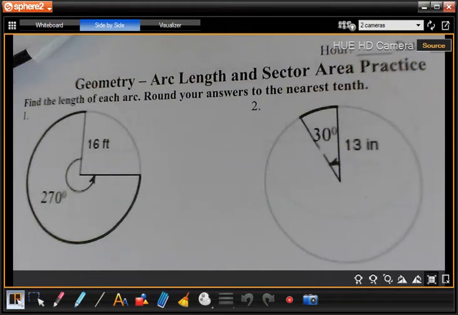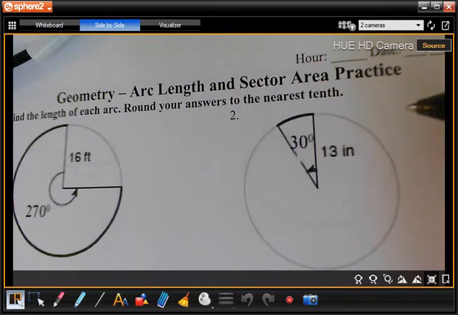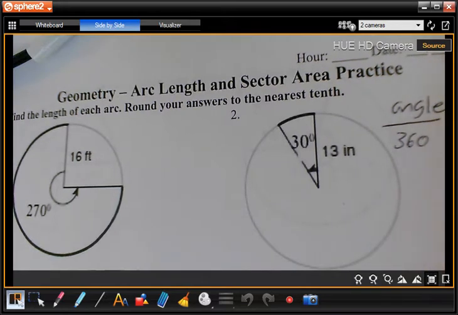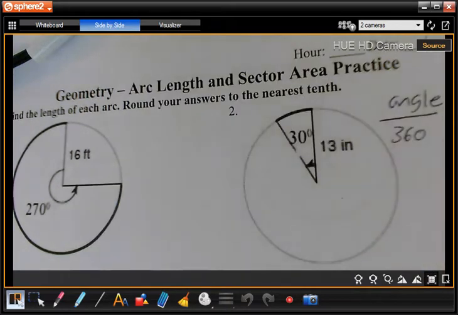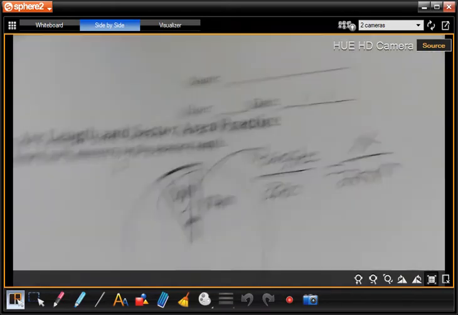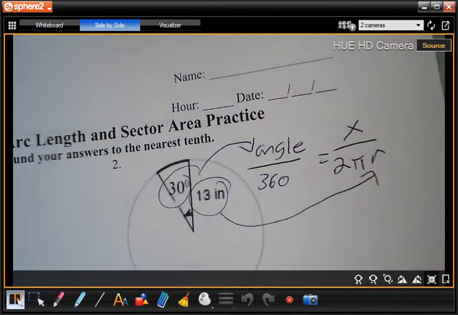Okay, we're going to do some examples of arc length and area of a sector. I'm going to look right here at number 2. Number 2, we've got the angle. So we're going to take angle over 360 equals x over the circumference, 2 pi r. So I need to know what the angle is. Well, the angle is 30, so I'm going to put that in that position. And then the radius is 13, so I'm going to put that right there.